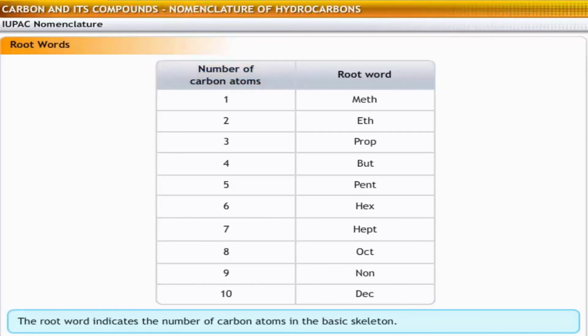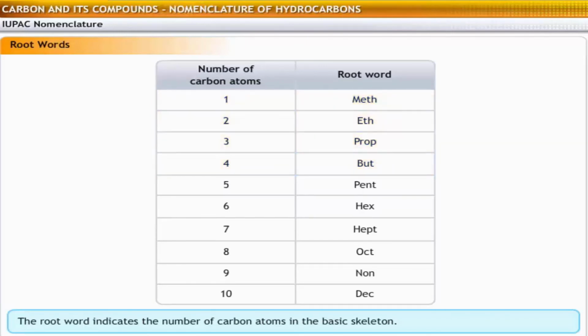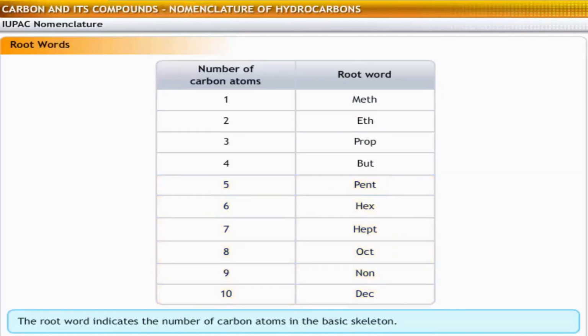The chains that contain up to 4 carbon atoms have special root words which are based on their common names. For chains that have more than 4 carbon atoms, Greek number roots are used as the root words. For instance, when there is 1 carbon atom in the compound, the root word is meth. In case of 2 carbon atoms, the root word to be used is eth. Similarly, if the compound contains 10 atoms of carbon, the root word is dec.